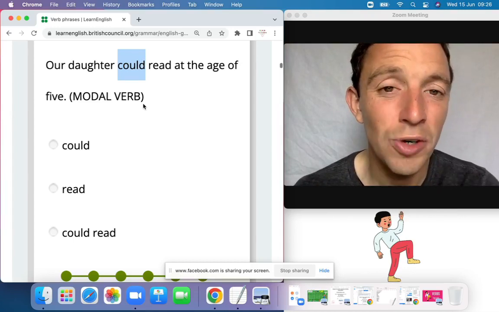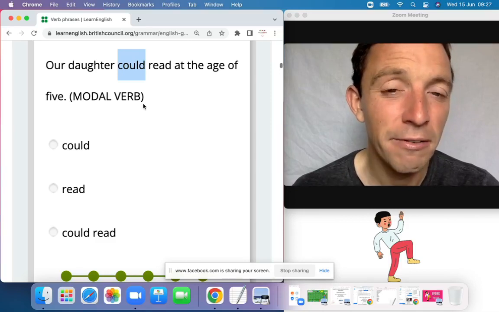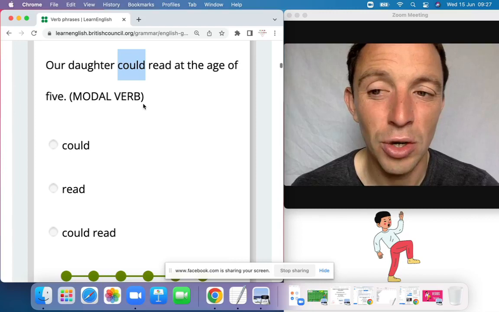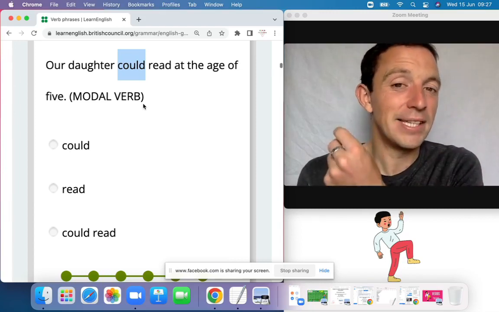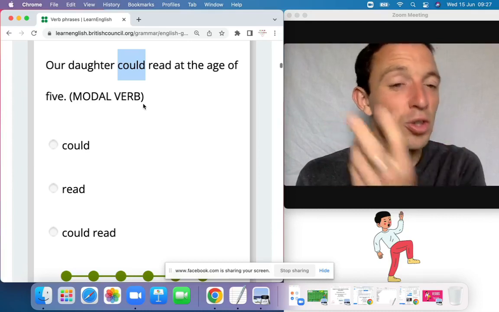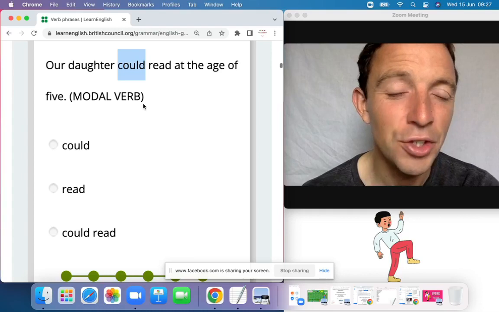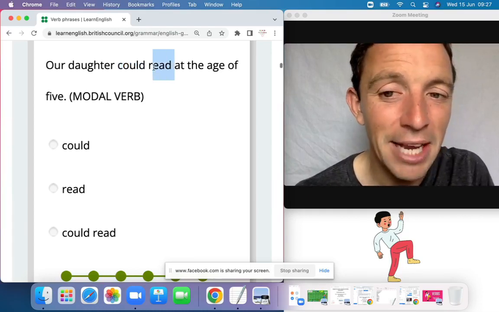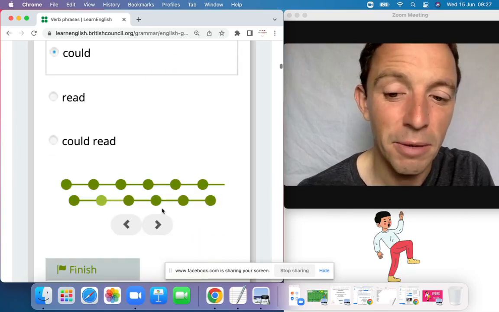You remember could, may, and might are very similar. They are modal verbs for situations of possibility and options. So also could is the past for ability. Can in the present, could in the past. So our daughter had the ability to read at the age of 5. The modal verb is could and the main verb is read. So could is considered the modal verb. Next.